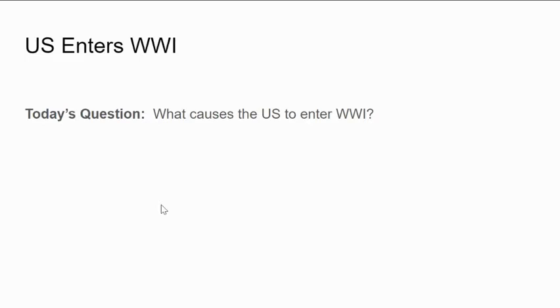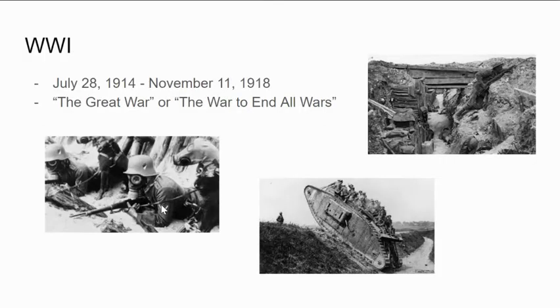All right, guys, today we're going to look at what ultimately causes the United States to enter into World War I. So a quick summary about World War I from a European general perspective. World War I is going to start July 28th, 1914, with the assassination of Archduke Franz Ferdinand, and it's going to go until November 11th, 1918.